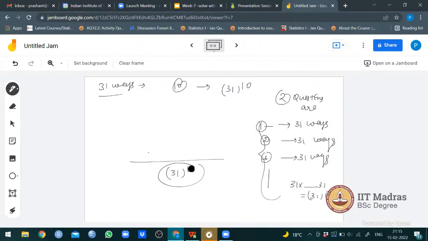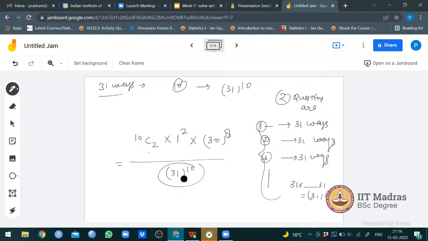Suppose again I'm taking that 2 questions are correct. Then out of 10 questions, it will be 10C2. And one question can be correct in one way, so again it will be 1 squared. And the remaining 8 questions will be incorrect, that is 30 raised to power 8.